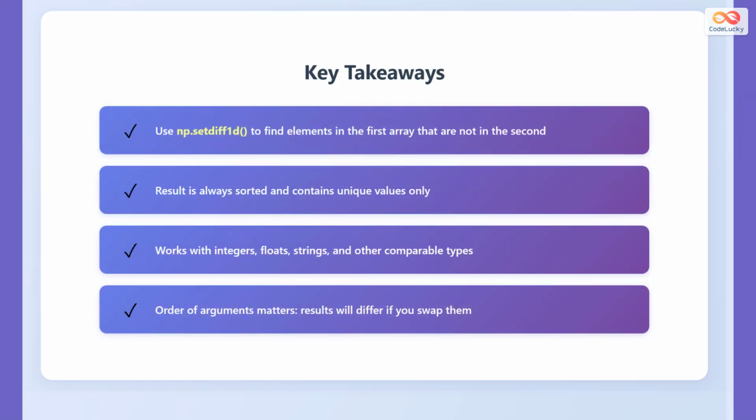Let's recap what we've learned. Use np.setdiff1d to find elements in the first array that are not present in the second array. The result is always sorted and contains only unique values with no duplicates. The function works with various data types including integers, floats, strings, and any other comparable types. Finally, remember that the order of arguments is critical. Swapping the two arrays will produce different results. With these concepts mastered, you can now effectively use set difference operations in your NumPy workflows.